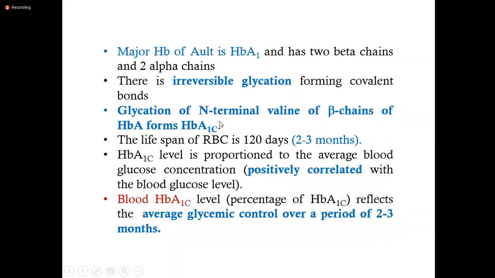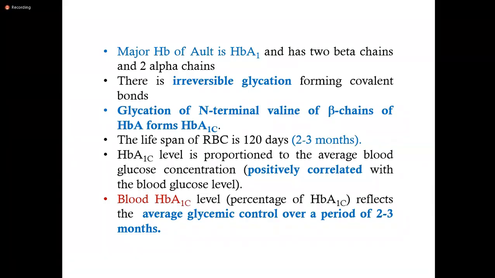Once this glycation occurs, as we said, it's irreversible. It therefore lasts for the lifespan of the red blood cell. Lifespan is about 120 days. So it remains in the blood for 120 days. So this percentage of glycated hemoglobin indicates the glycemic control over a period of 2 to 3 months, or 6 weeks, 120 days, different ways they say. Right? Another important thing is this glycated hemoglobin percentage is positively correlated with the blood glucose level.